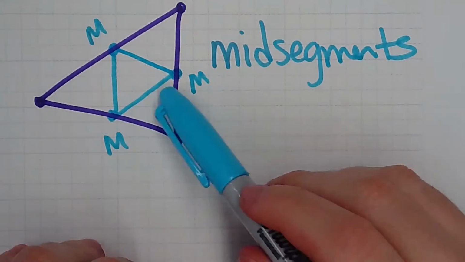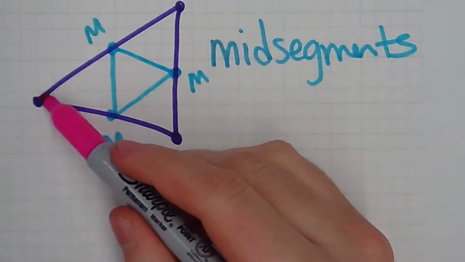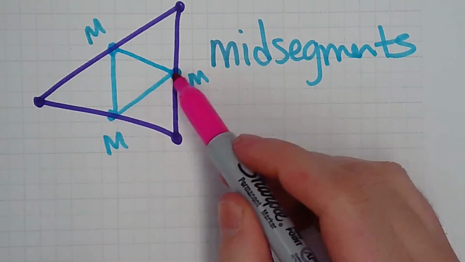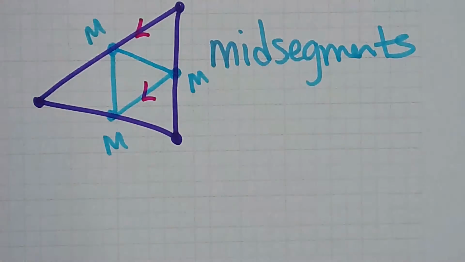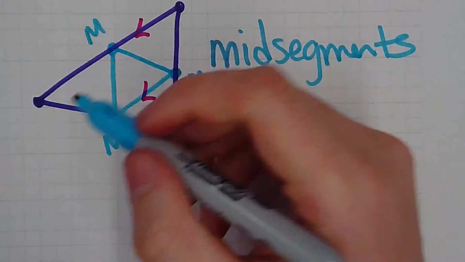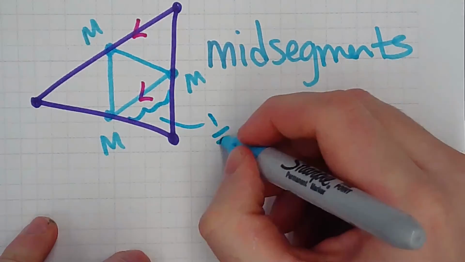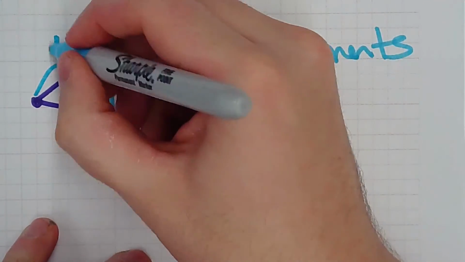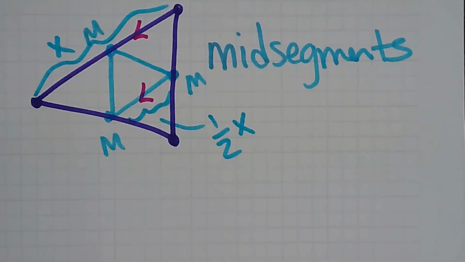All right, so what's cool about this? Here's what's cool about mid-segments. Two things. One, check out this side. Check out its mid-segment that's opposite it, this guy here. They are parallel. And not only are they parallel, but they are also in ratio to one another. This guy right here is half the length of this side. So if I call this side x, how much is this? Half x. Pretty cool.